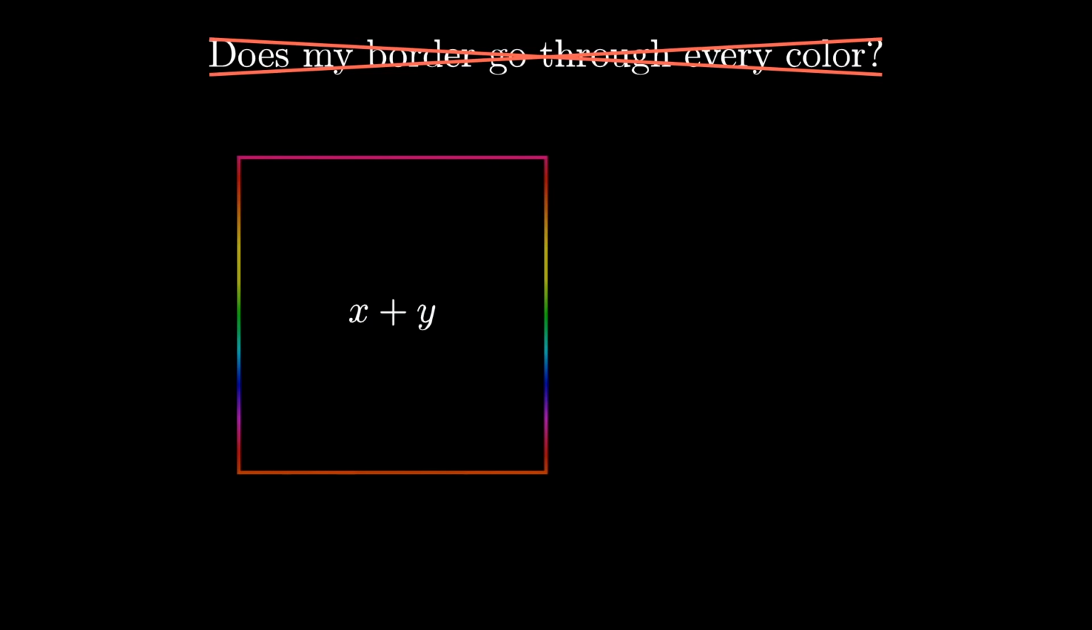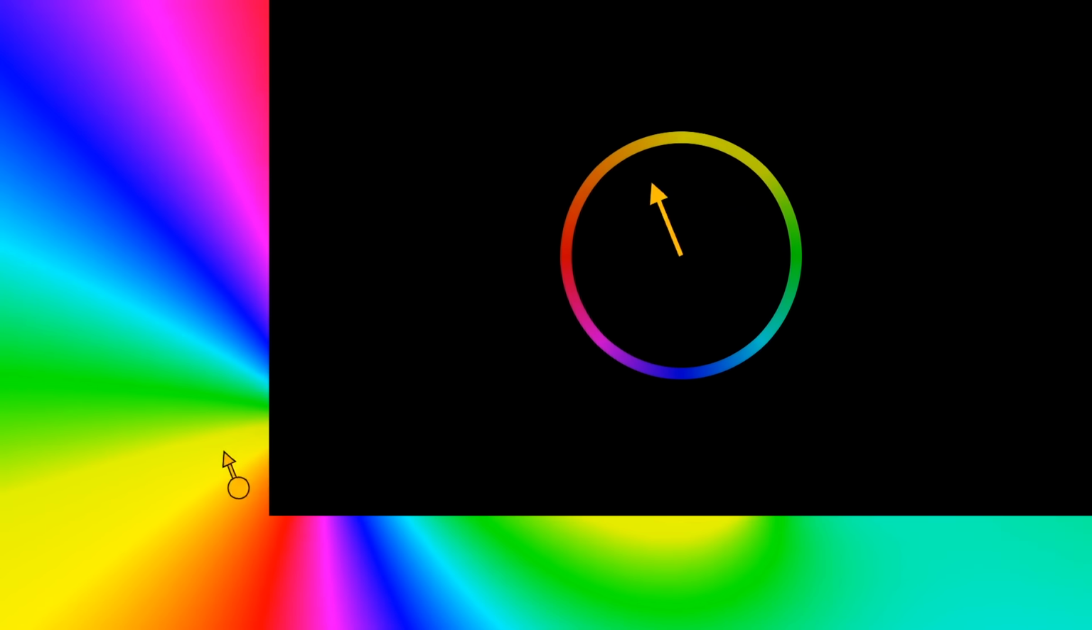The idea is that instead of simply asking whether we can find a color at some point along the loop, let's keep more careful track of how these colors change as we walk around that loop. Let me show you what I mean with an example. I'll keep a little color wheel up here in the corner to help us keep track.